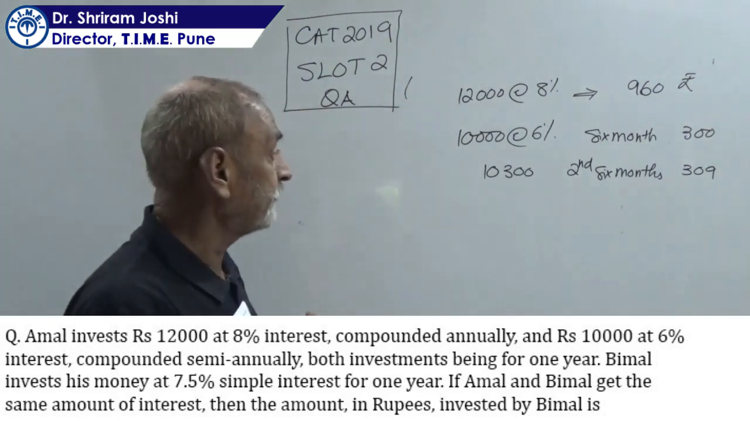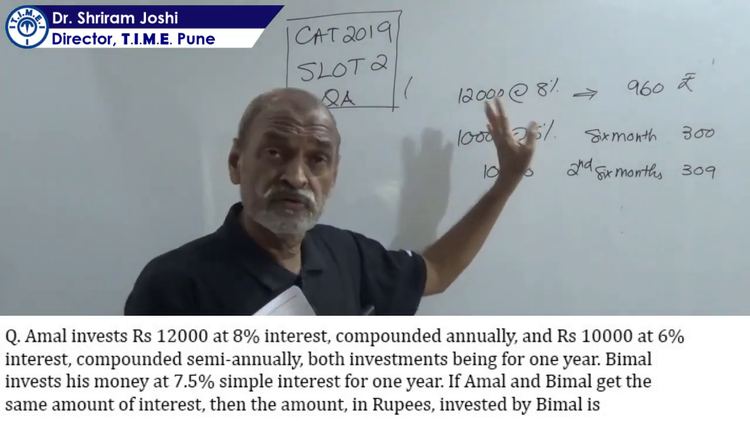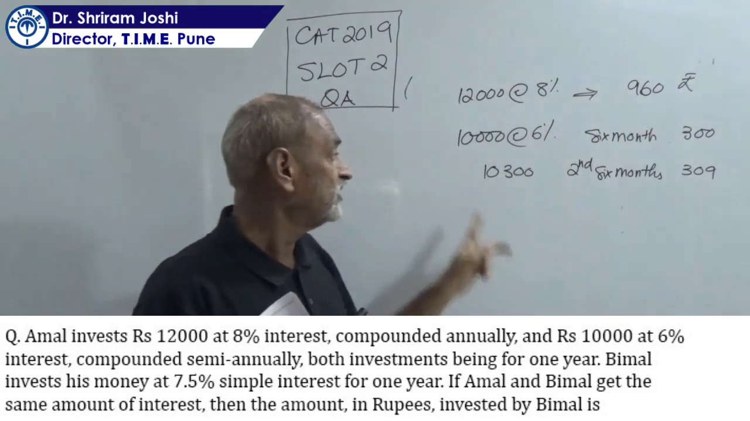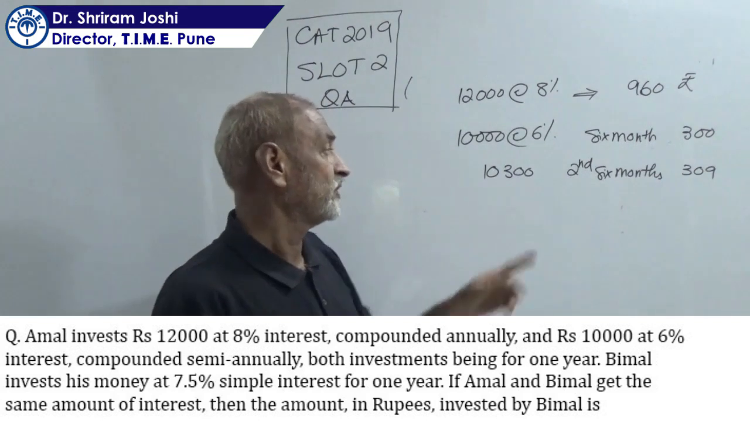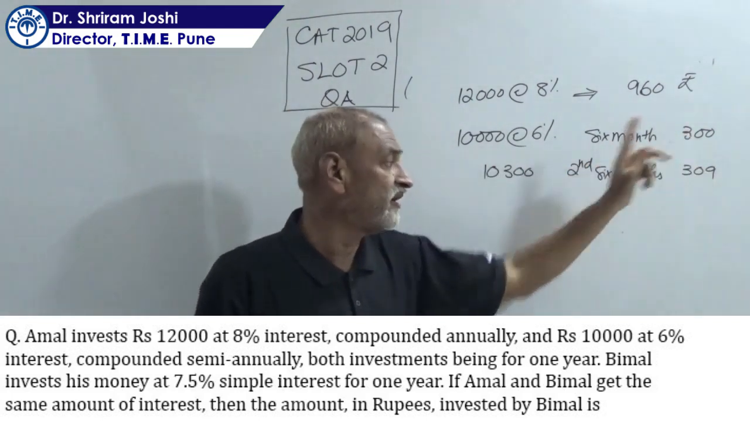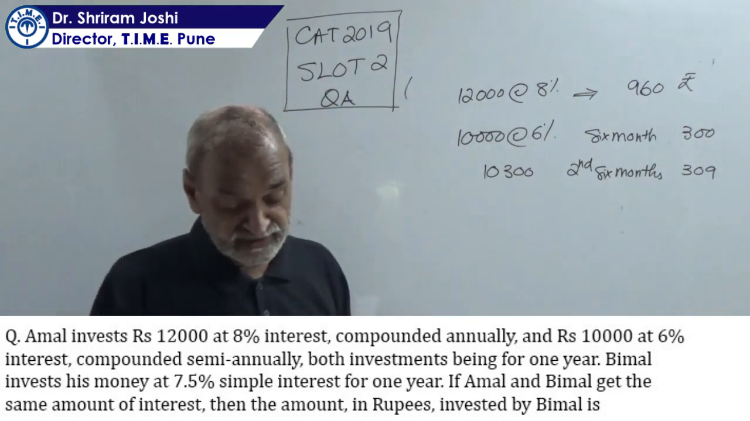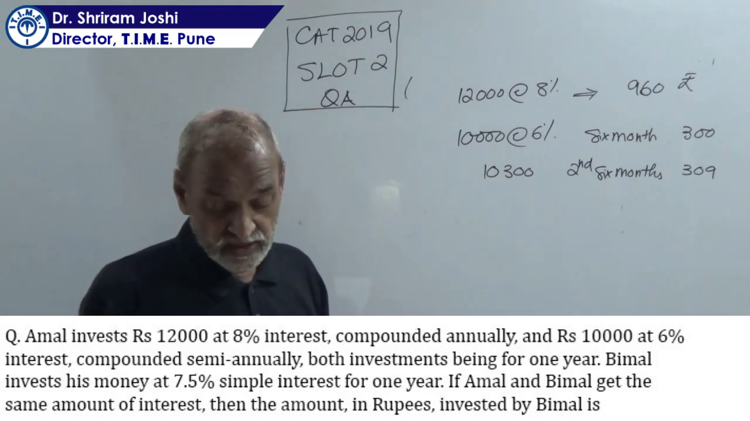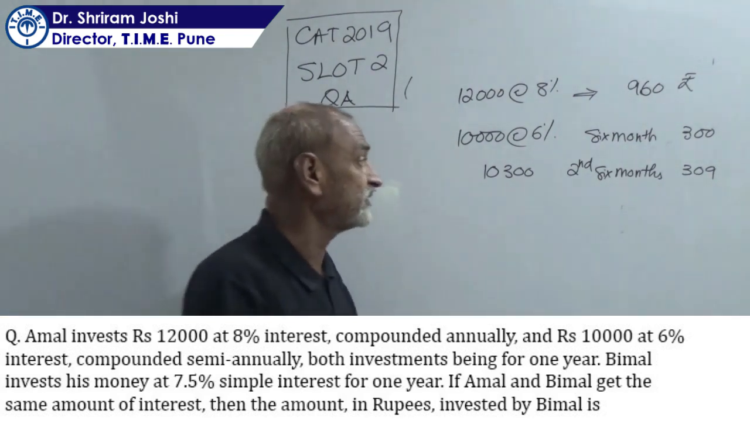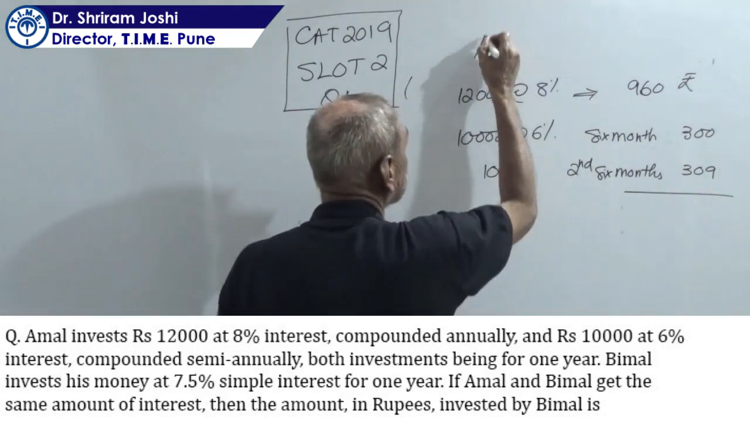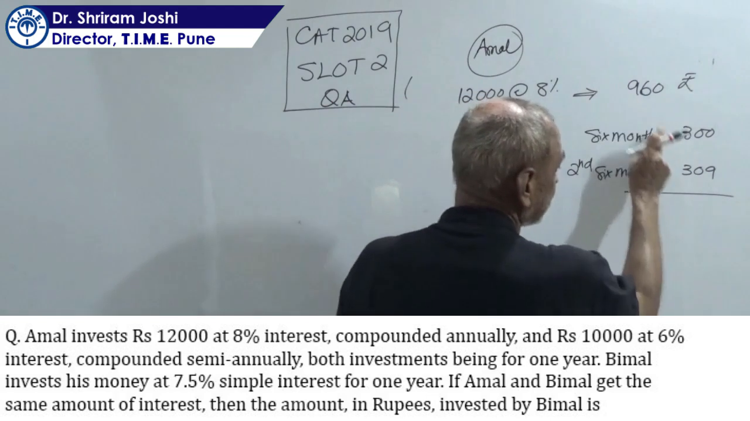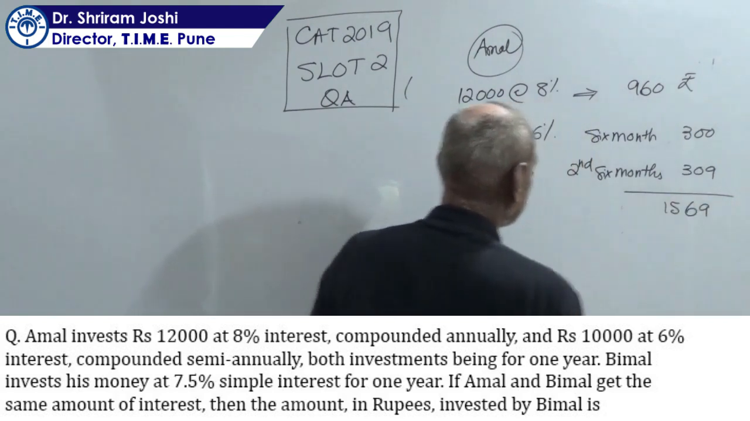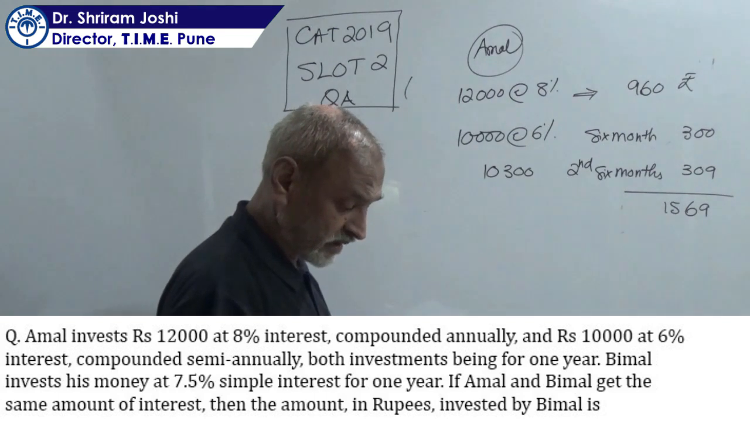Let us recap. This was compounded annually, so for the first year, it's definitely simple interest. So this investment earned 960 rupees. This was compounded semi-annually. So 6% being the rate, first period earned 300, second period of 6 months earned 309. Okay. Bimal invests his money at 7.5% simple interest for 1 year. Amal and Bimal get the same amount of interest. Oh, what is the interest that Amal has earned? Total of all this? 960 plus 300 plus 309. So it is 1569. This is the interest earned also by Bimal.